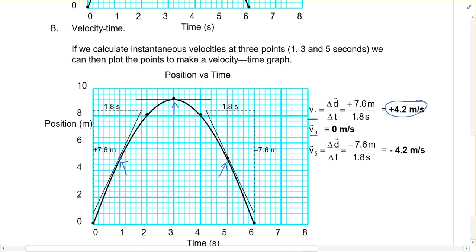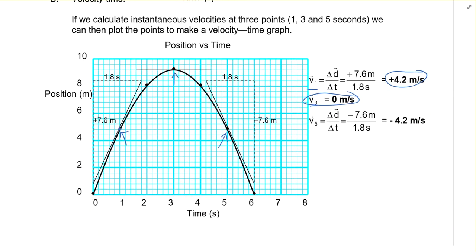So V3, we're going to call it, is equal to 0 meters per second. And then this one is going to be negative 4.2 meters per second at that point right there. And we get the negative because it's dropping 7.6 meters. So remember that. People seem to forget the negative on that.